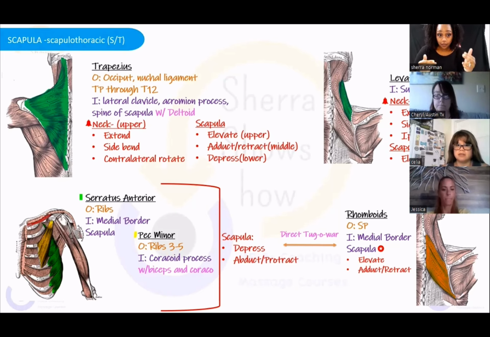The serratus anterior and rhomboids both attach to the medial border of the scapula. Rhomboids want to elevate and adduct, whereas serratus anterior wants to depress and abduct, and it has help from its little helper, pec minor, okay? Direct tug of war. Remember one, you'll know the other.